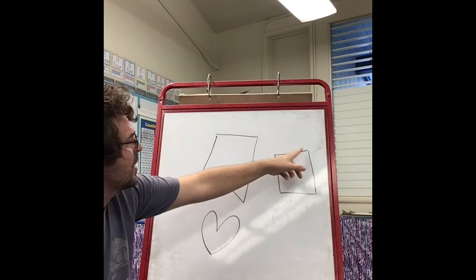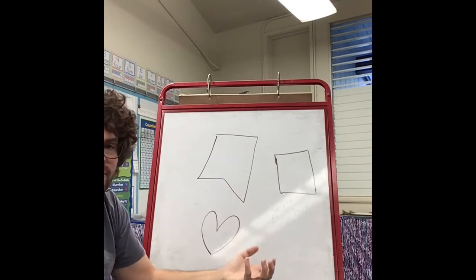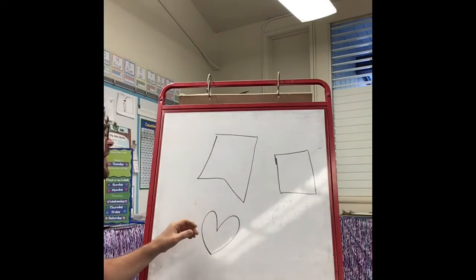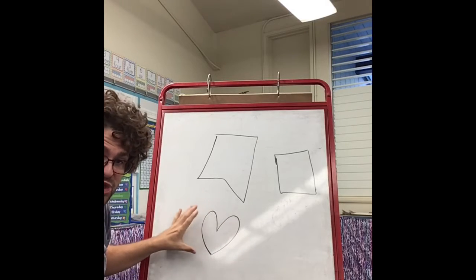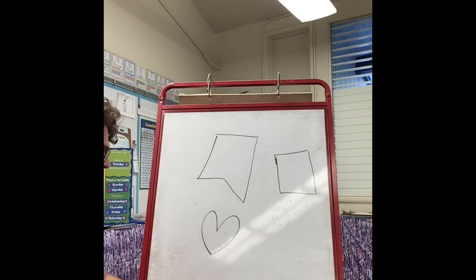This right here is a rectangle. I could measure it this way, I could measure it this way, but if I picked it up off the board, it would be that flat shape. It would look like it would just disappear if you turned it sideways. The heart's the same way. It's got sides to it, it's a shape, but I can't pick it up. So that's the big difference between those two things.